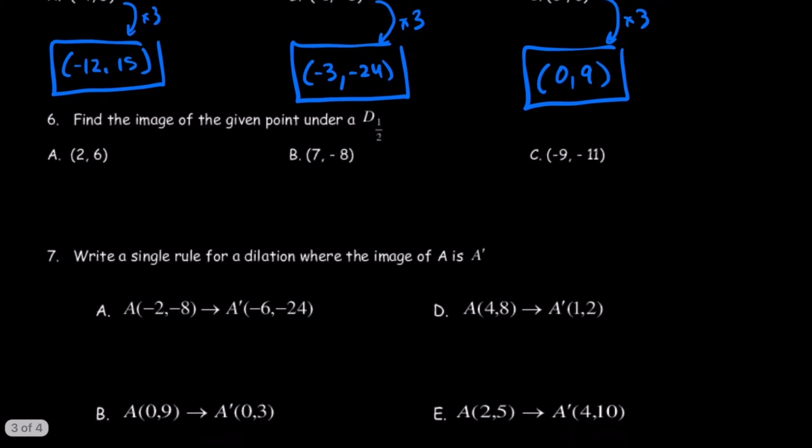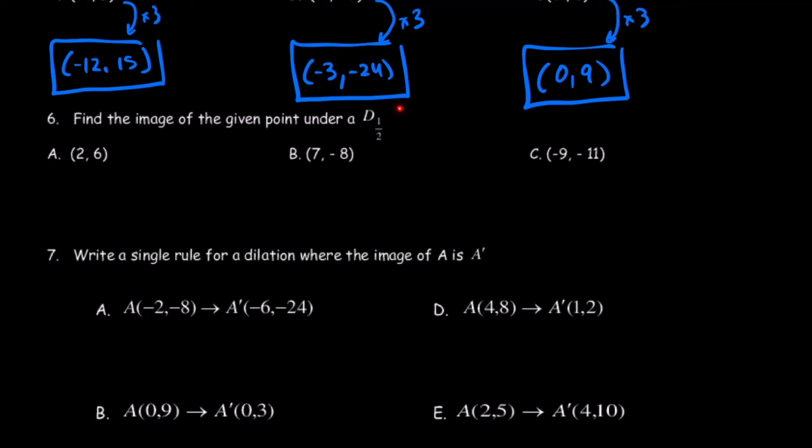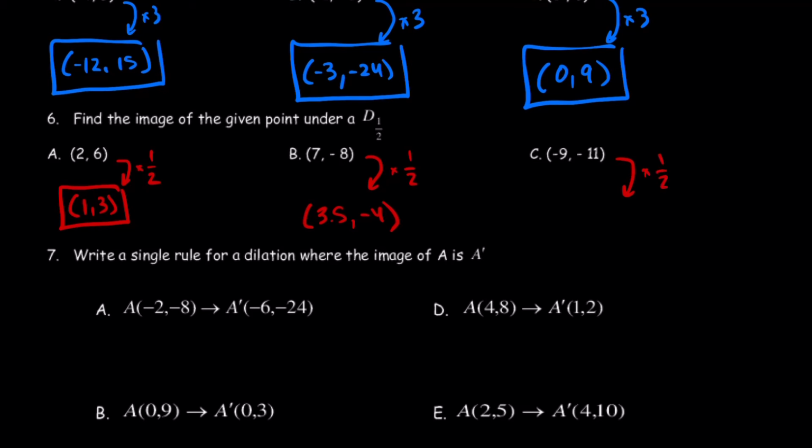Okay, question number 6. Similar, except they give us a dilation instead of a rule. Here it says a dilation of scale factor 1/2. So remember, when we multiply by 1/2, that's the same thing as dividing by 2. We like to use multiplication when it comes to dilations. So if you divide both of those by 2 or multiply by 1/2, you get 1/3. Multiply both of those by 1/2. You can use a decimal if you want or keep it a fraction. 3.5 comma negative 4. And here, multiply both of those by 1/2. You get negative 4.5 comma negative 5.5.